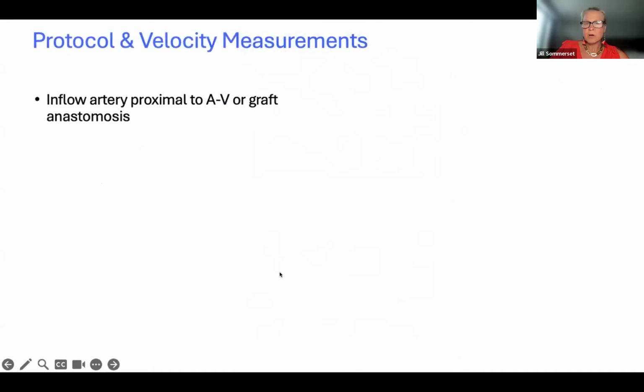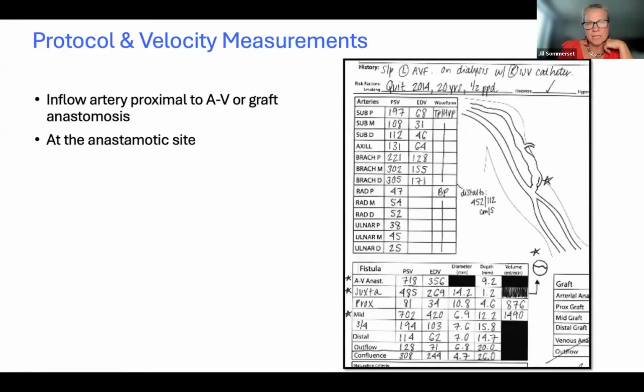So again, the protocol that we have, and I'm happy to share the written protocol, any diagrams or drawings that would be helpful in your practice. But we certainly want to evaluate the inflow artery proximal to the arteriovenous fistula. And in this diagram, you'll see here's the arterial inflow. You have all of that information right here.